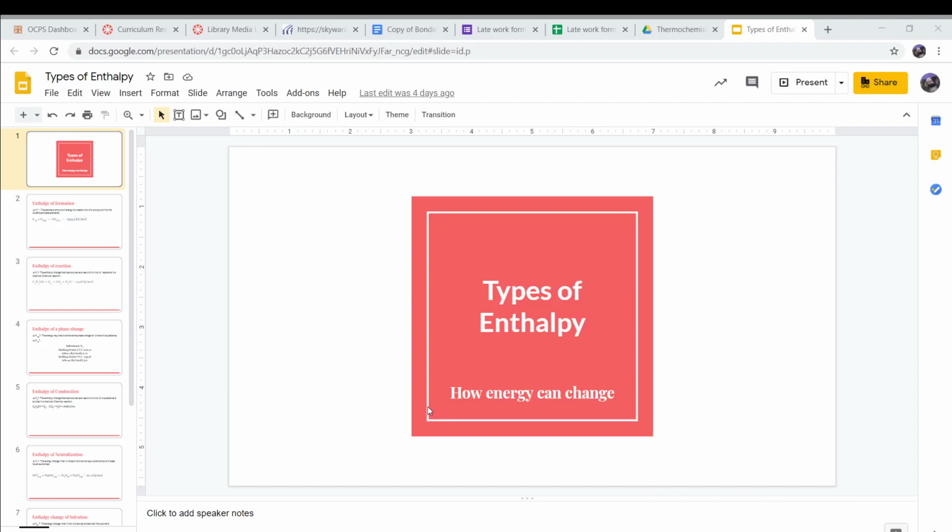Hello, fellow lazy chemists. Today we're going to have a brief little discussion on a topic that's going to be a fairly easy one. This is kind of like a memorization, just being able to read and figure out the different types of enthalpy.